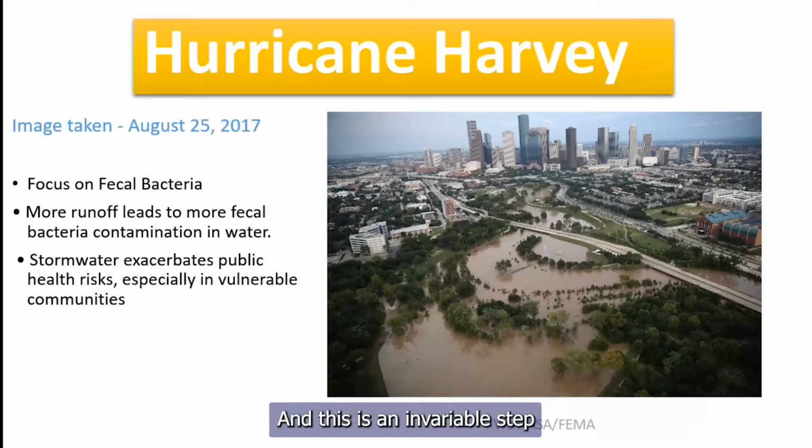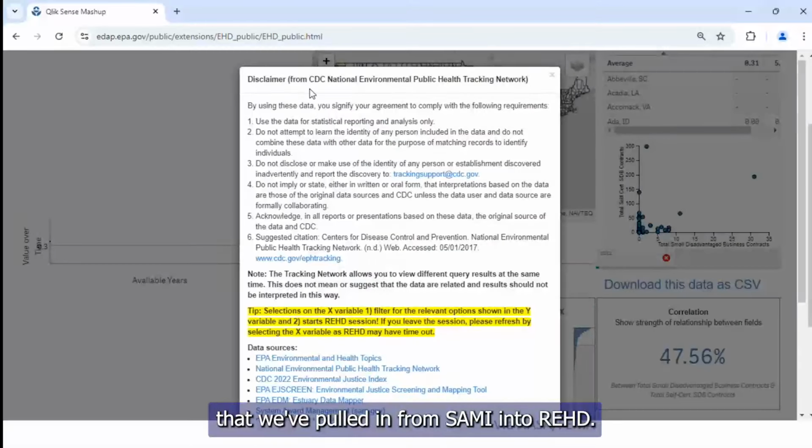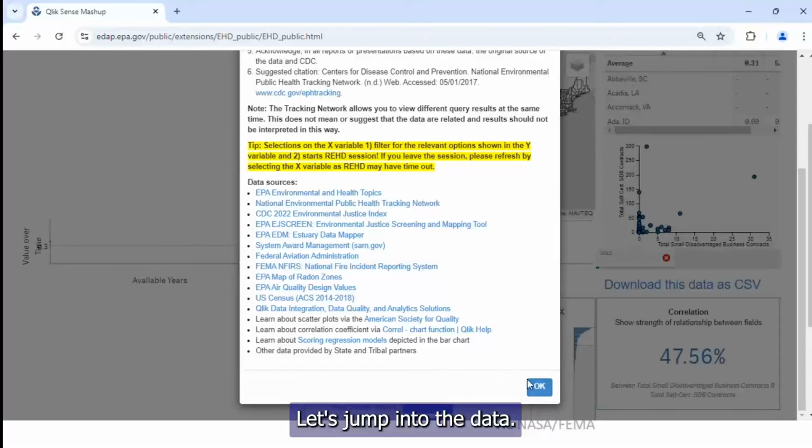And this is an invaluable step for monitoring and mitigating risk in real time so that we can improve our SAMI app. Our goal is to fill a vital gap by studying the link between flooding, bacterial contamination, and health outcomes, particularly in communities with potential EJ concerns. Understanding via RedViz and your feedback will significantly aid us. With advanced visualization tools, we can better map and respond to health impacts of waterborne contaminants. Dr. Sala will now aid me in an exploration demo with our water quality variables that we've pulled in from SAMI into RedViz. Let's jump into the data.